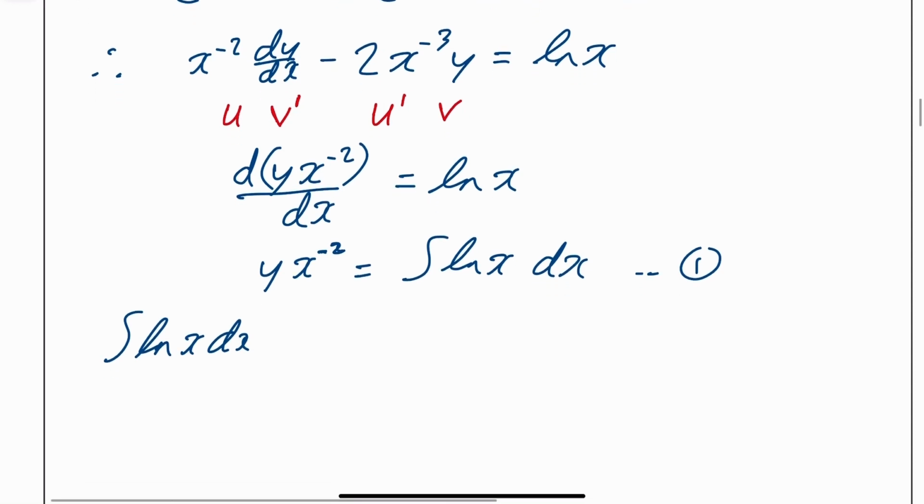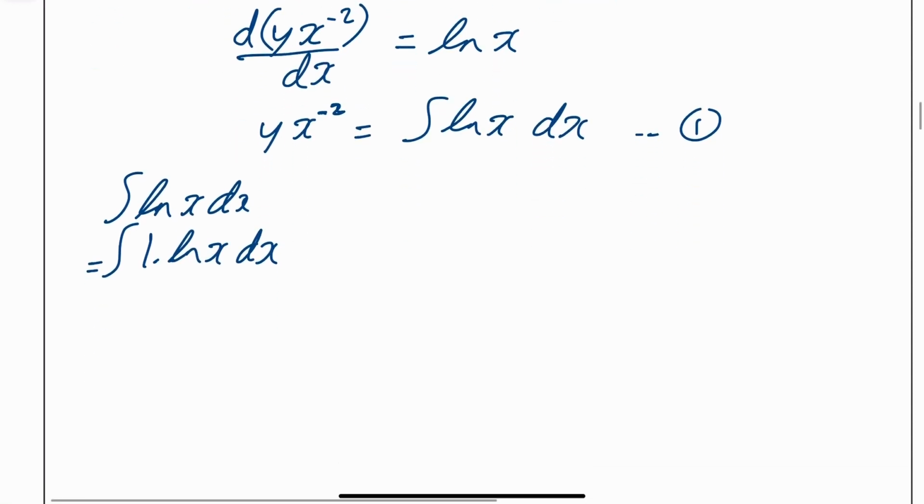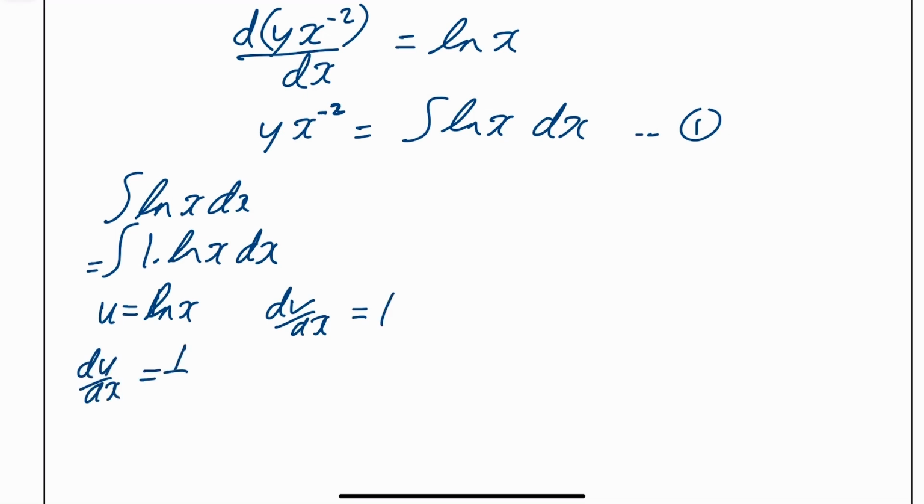So you would rewrite that as the same as the integral of 1 times ln of x dx. And this is a special one which you must learn. Normally you would let your u be equal to the simpler thing, but in this case your u is equal to ln of x, and your dv by dx is equal to 1. So your du by dx, differentiate that, you get 1 over x, and integrate your dv by dx, integrate 1, you will just get x.